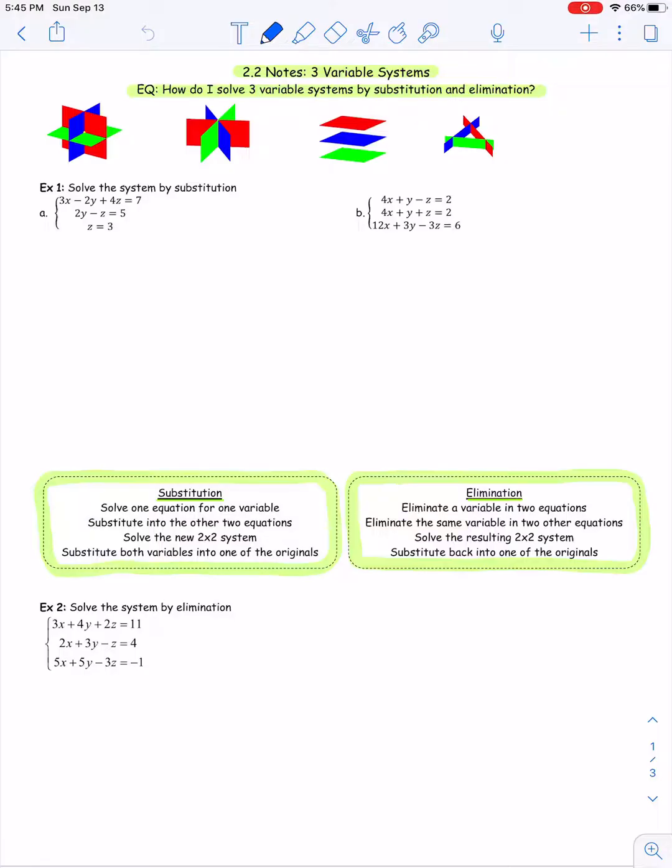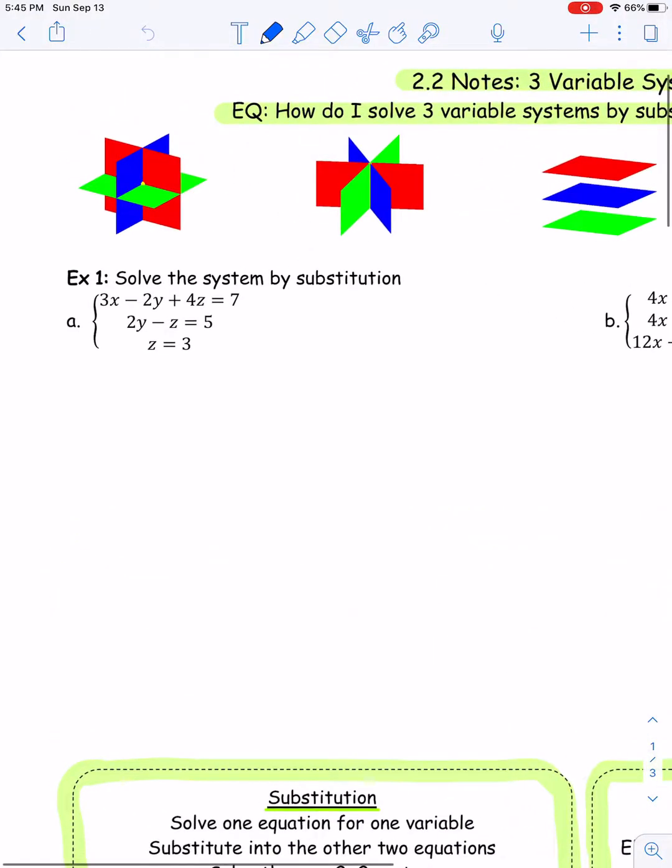In the first example, we have a red plane, a blue plane, and a green plane. Those three planes are all intersecting at one single point. I don't know if you can see it, but it's a little white dot there. That would represent the system having one solution. If all three of those planes are intersecting at one point, that is one solution.